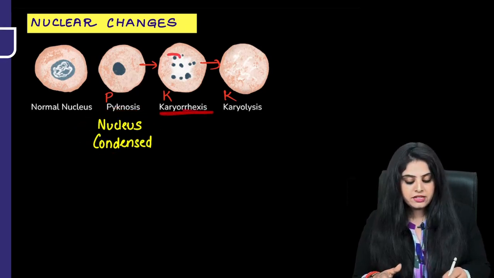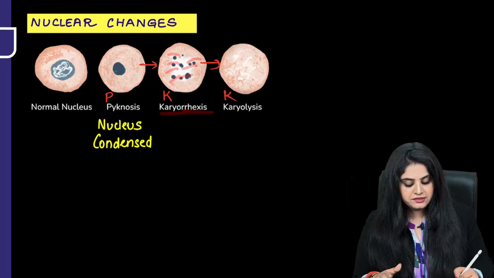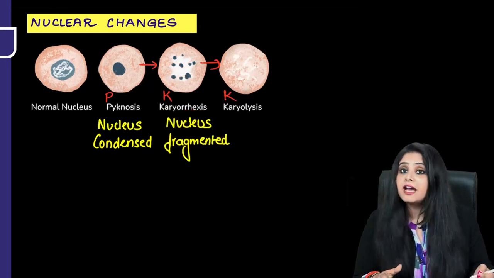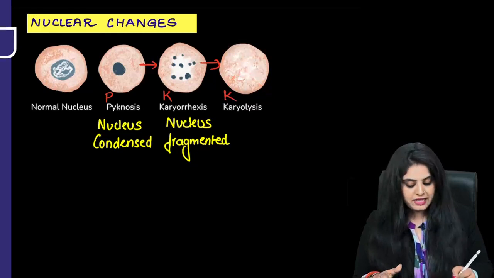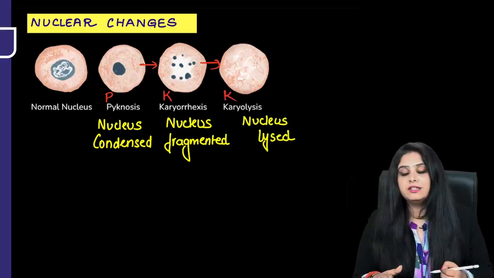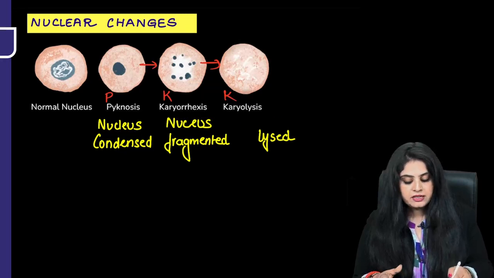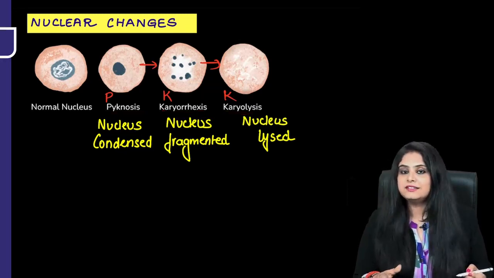Next, going to karyorrhexis, you can see the nucleus has finally started to break. So that is nuclear fragmentation. And finally, you will see the nucleus has vanished. So that is karyolysis. And that means the nucleus has lysed. That is why I called it the famous PKK, pycnosis, karyorrhexis and karyolysis.